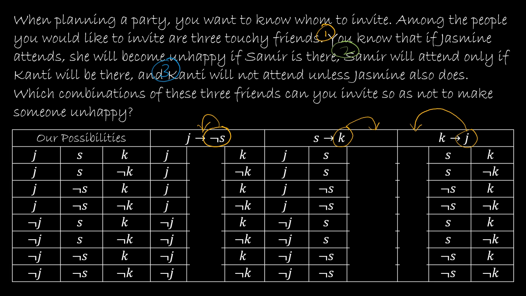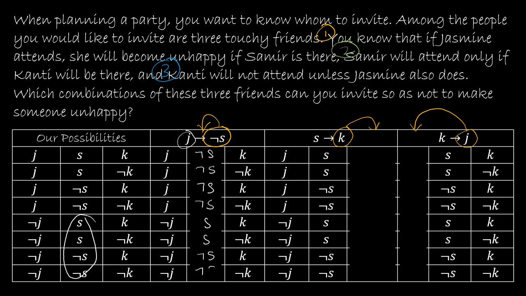What I'm going to do is take a look at the J value. And if J is true, then I'm going to write not S. So I'm going to write not S here, not S here, not S here, not S here. If J is false, so if it's not J, then I'm just going to fill in whatever was over here. Because remember, in an implication, if that first part is false, then it doesn't say anything about the second part. So that's where I'm going to come up with those values.